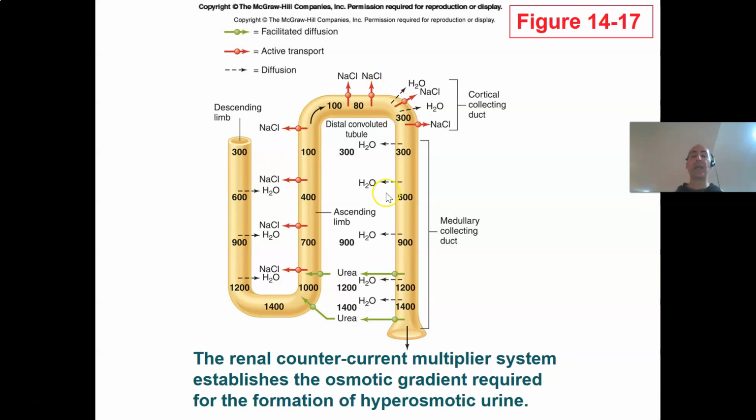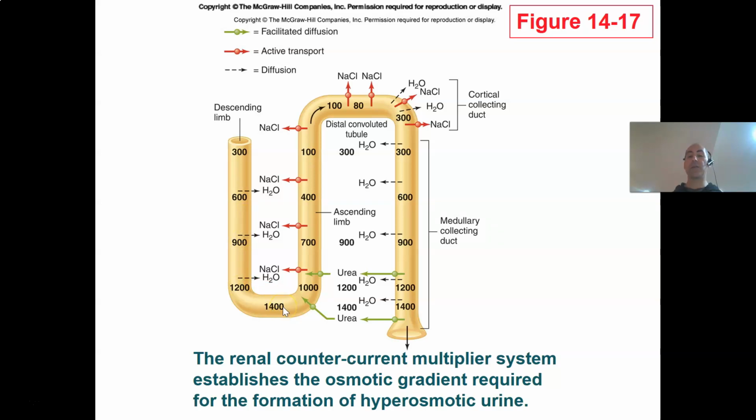Now the multiplication part is that because of the countercurrent, because you have increasing and then decreasing osmolarities, you're essentially multiplying. You're doubling the osmolarity from here to here. You're increasing it again from here to here. You're increasing it again from here to here.